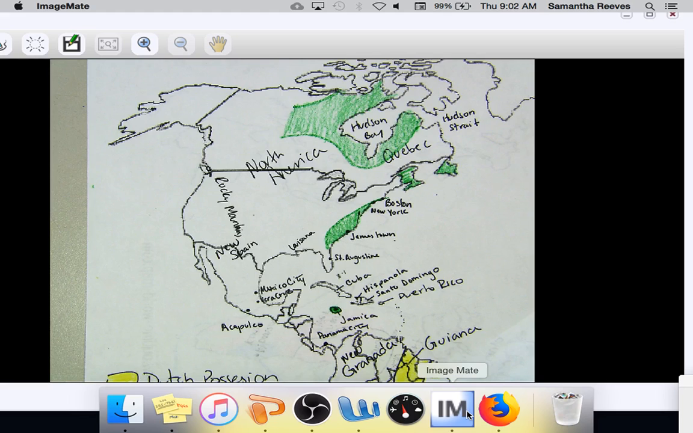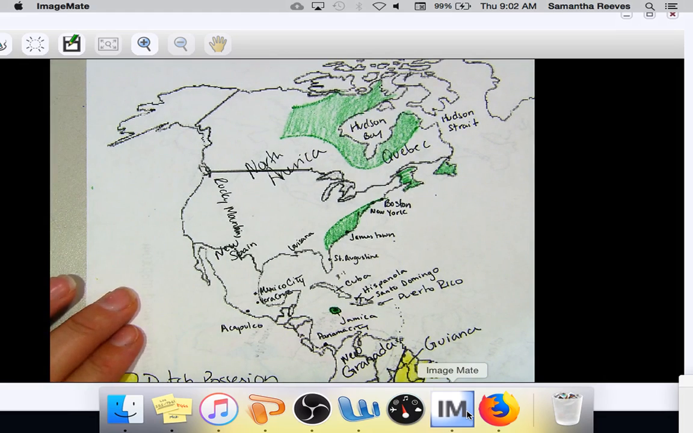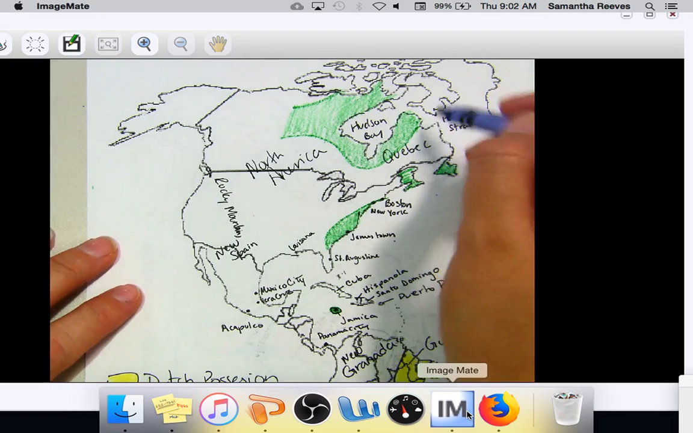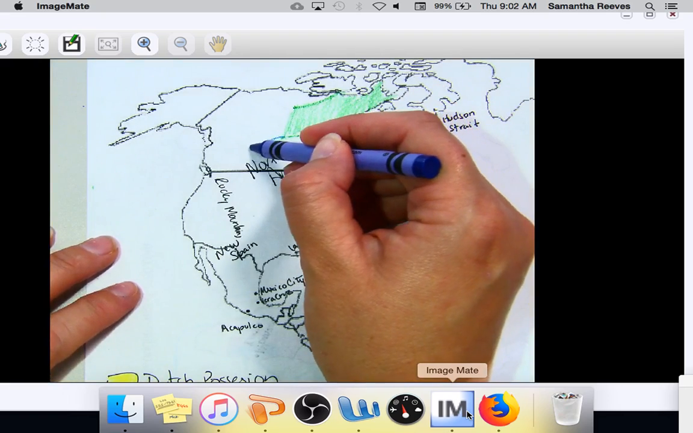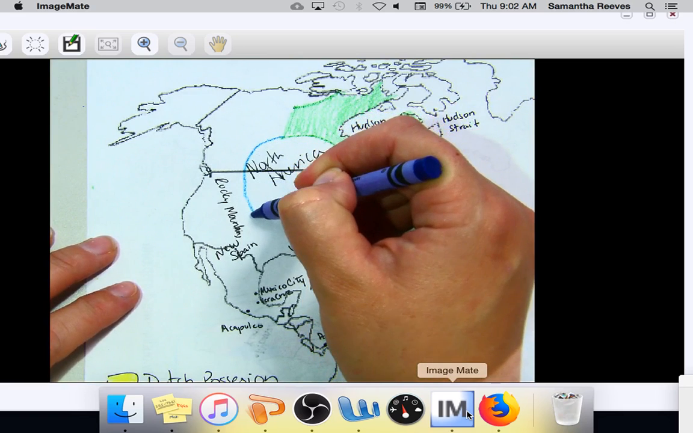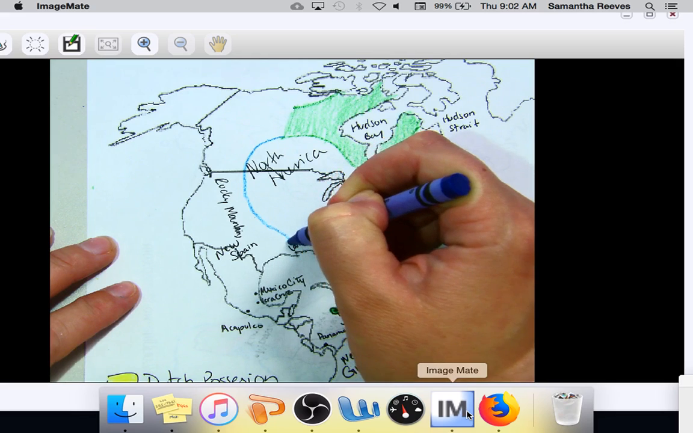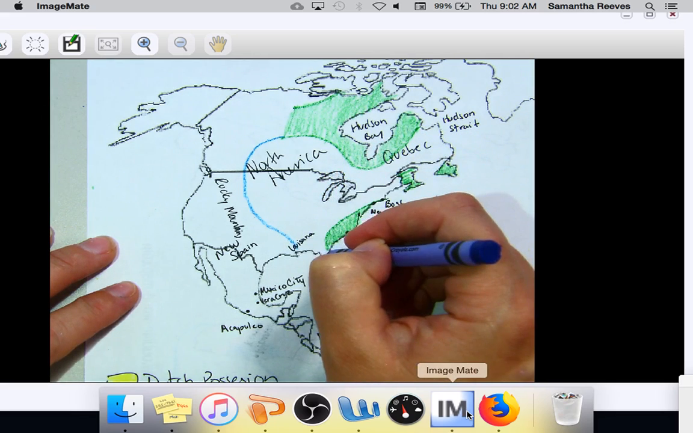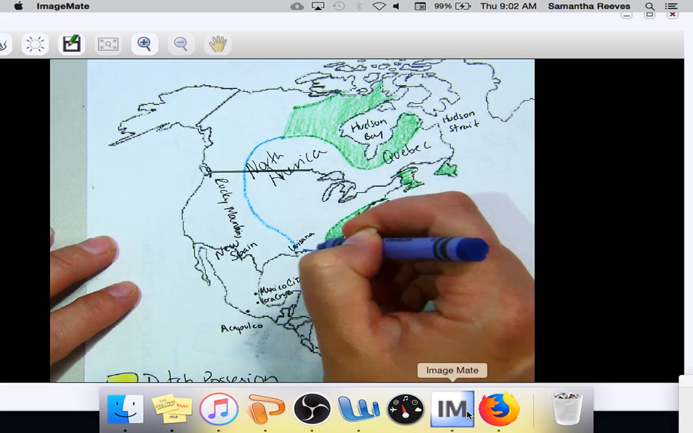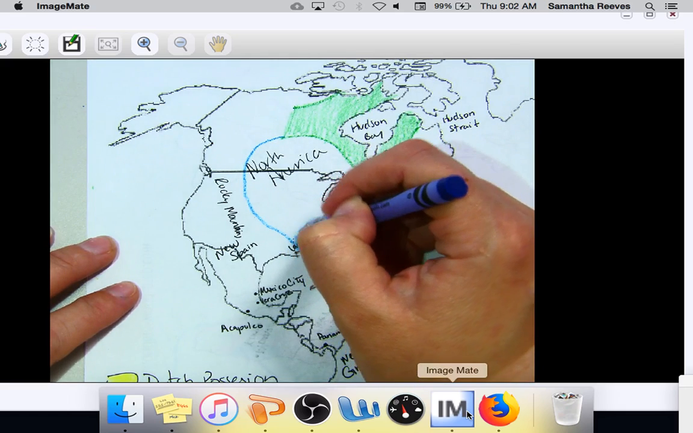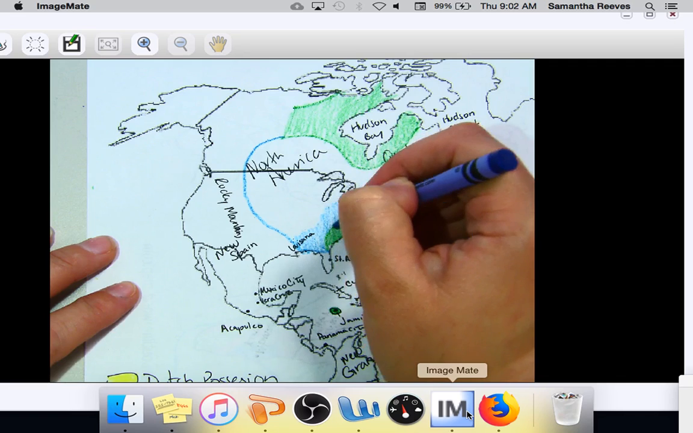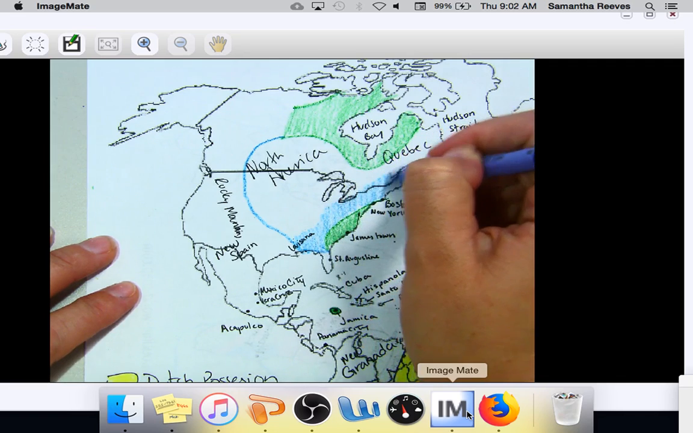All right, the French. Now, the French are going to have one of the largest territories in the Americas. They are going to control all of this territory. Now, they are not going to control Florida. Who's going to control Florida? Spanish. The Spanish are going to control Florida, but the French are going to control all of this.